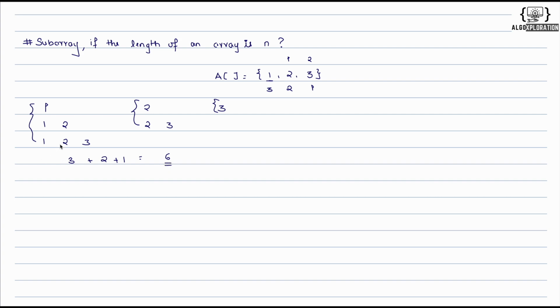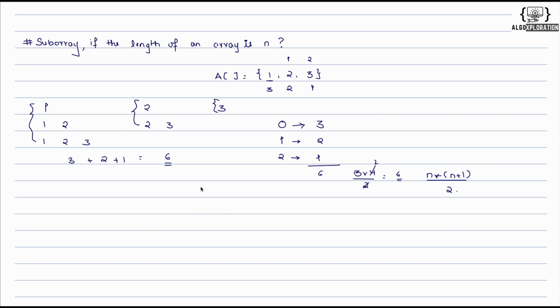Now we can see that if you are starting from the 0th index, then 3 subarrays are formed. If you are starting from index 1, then 2 subarrays are formed. If you are starting from index 2, then only 1 subarray is formed. Now if we do the summation, it will be 6. That is nothing but 3 into 4 by 2, that is 6. This is nothing but n into n plus 1 by 2, the summation formula.